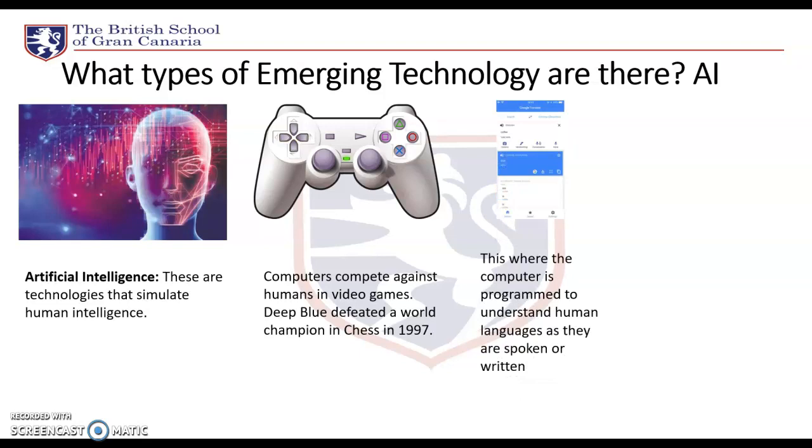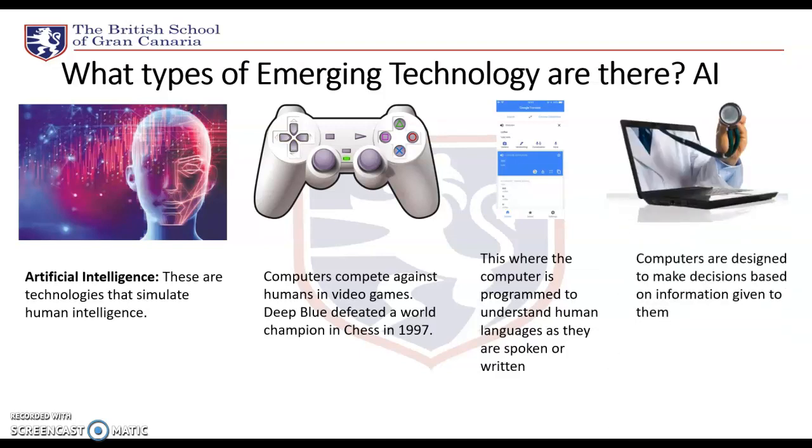Google Translate or any other translators. The computer is programmed to understand human language as it's spoken or as it's written and translate it into another language. Then there are computers that are designed to make decisions based on the information that's given to them. So, for example, one of these could be an expert system. An expert system would take the information that you give it and make a decision and try and solve your problem. For example, one of those could be a computer that diagnoses an illness.